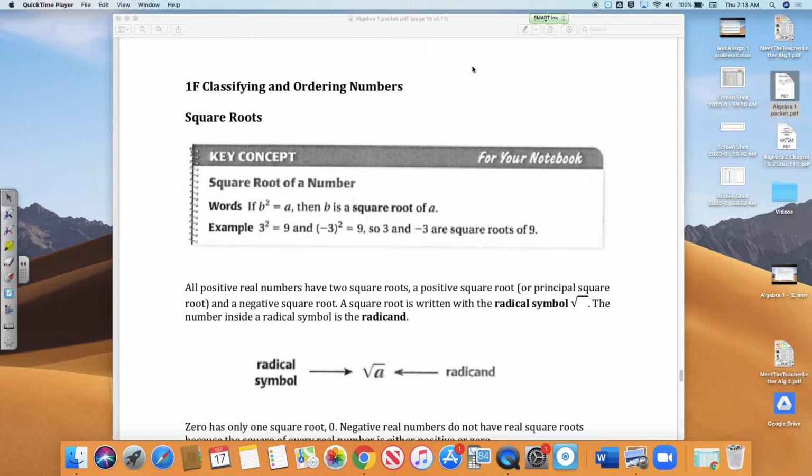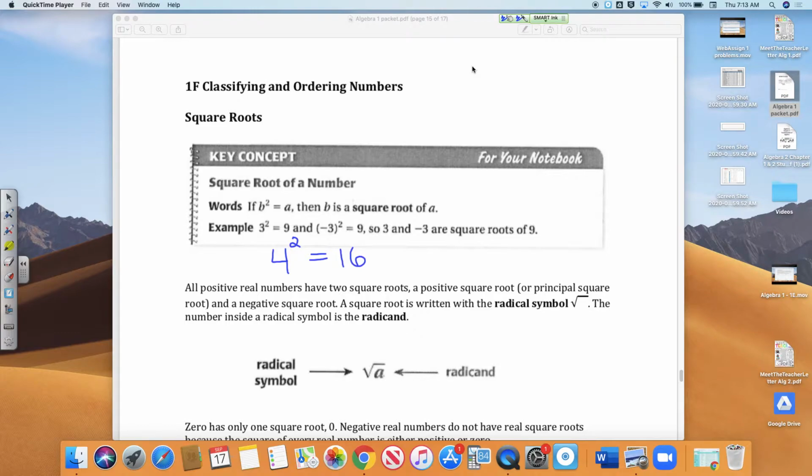3 squared equals 9, and negative 3 in parentheses squared equals 9. So 3 and negative 3 are both square roots of 9. Basically, when you take a number and square it, for example, an integer like 4, which means no decimals, no fractions, and I raise it to the power of 2, which means squaring it, the answer here is 16.